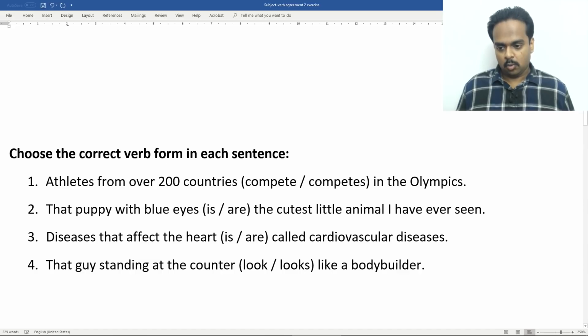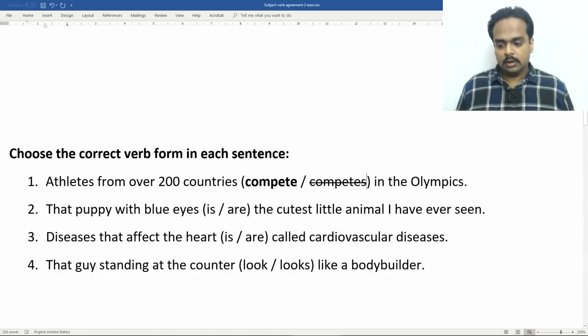All right, in number 1, athletes from over 200 countries compete or competes in the Olympics. We have a prepositional phrase here. So what's the preposition? The preposition is from. So from over 200 countries is the prepositional phrase. This tells us about the athletes. So the subject is athletes. This is a plural noun. So athletes from over 200 countries compete in the Olympics.